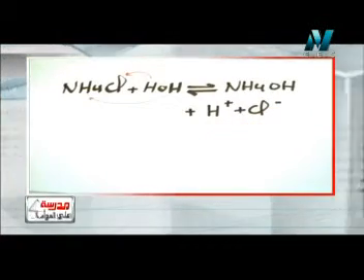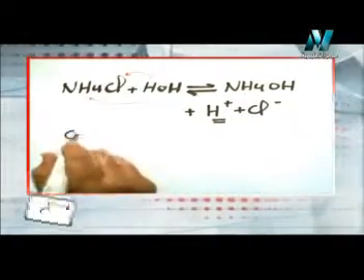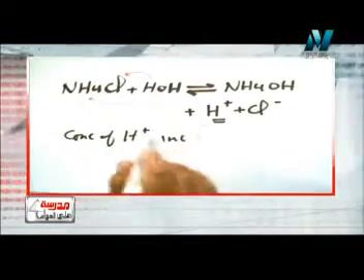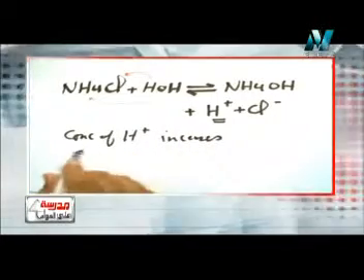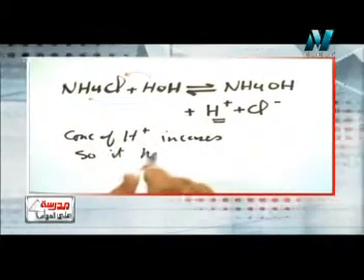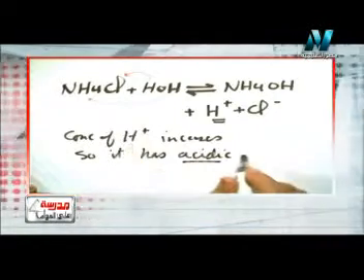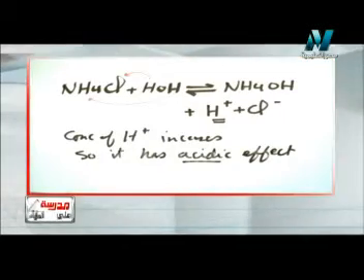According to Le Chatelier, concentration of H positive ion increases, more than OH negative ion, so it has acidic effect. Why? Because concentration of H increase. This is how to explain the effect of salts. If it is neutral, I take example of sodium chloride, for example, or ammonium acetate, which comes from two strong radicals or two weak.